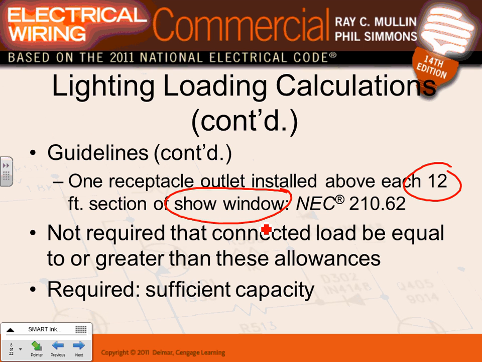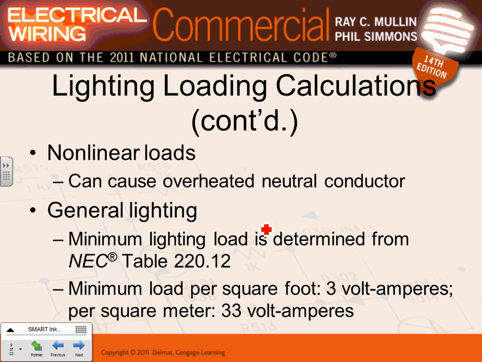Here, the allowances require sufficient capacity. They talk about the track lights, so you can't overload them. The problem with track lights is you can add more heads to it. So if the track light is rated for 15 amps, can you keep adding heads until you pull 20 amps out of it? No, you can't. That's what this is basically talking about.